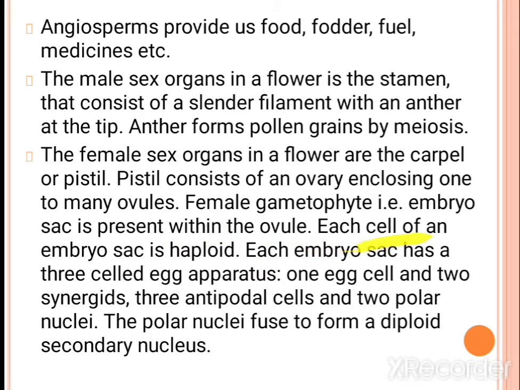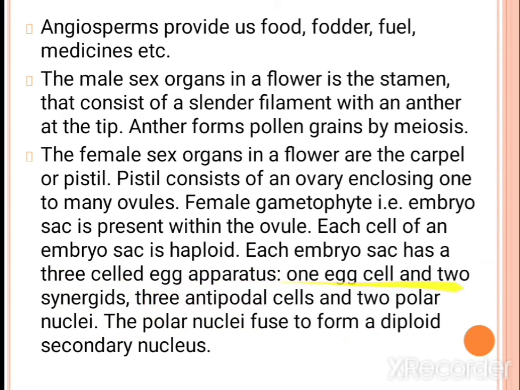The female gametophyte, that is the embryo sac, is present here. It is haploid and has a three-celled structure, the egg apparatus. One cell is the egg cell in the center, and two synergids surround it. Center is the egg cell and the two cells surrounding it you call synergids. Egg plus synergids together you call the egg apparatus.